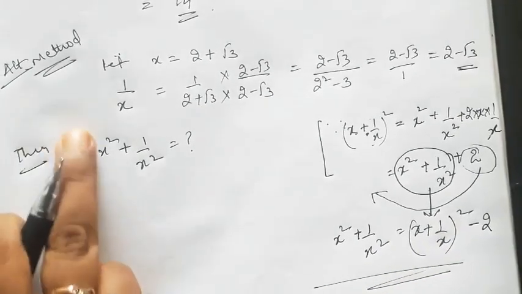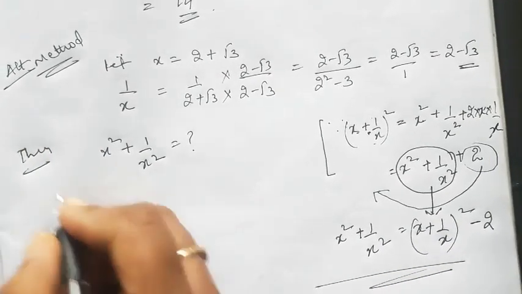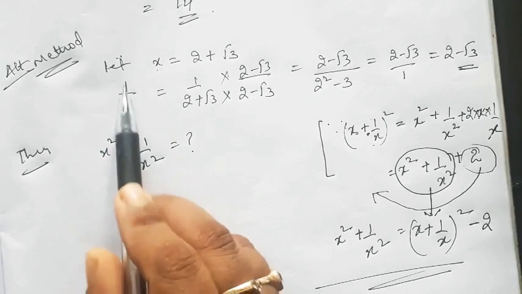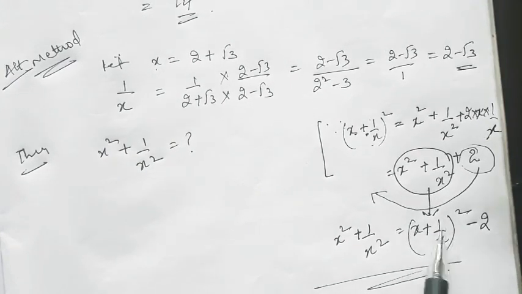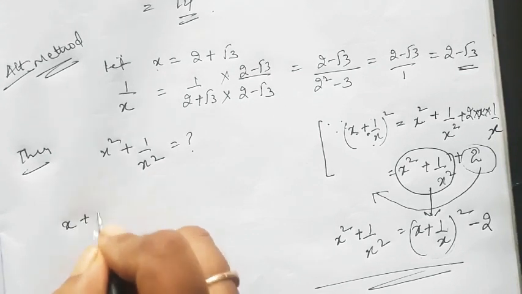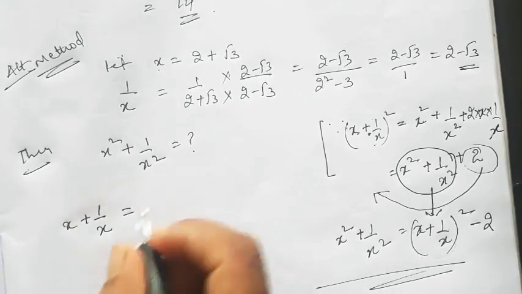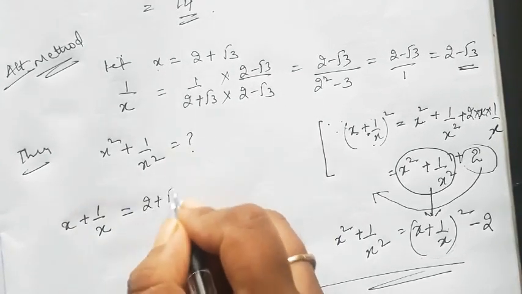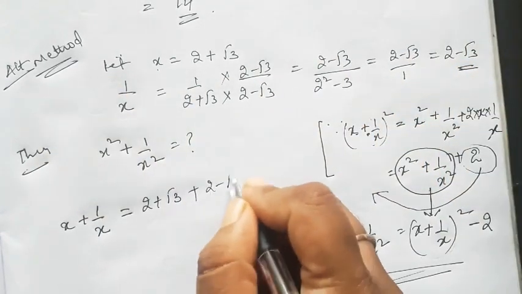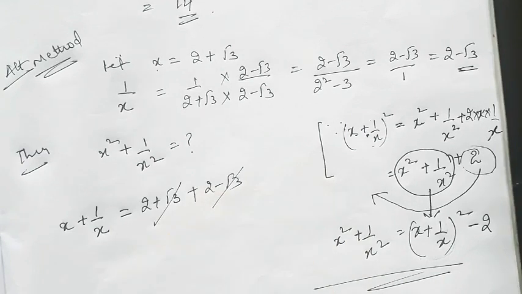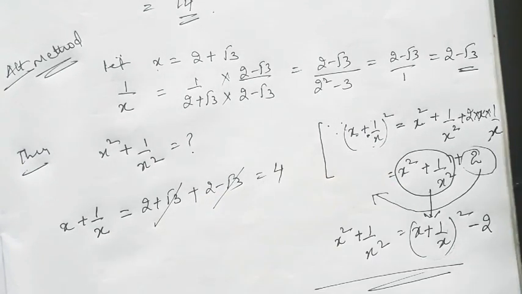Now we are going to apply the same here. We know x and we know 1 over x. To apply this formula we need to find x plus 1 over x. First of all, find x plus 1 over x. x is 2 plus root 3 and 1 over x is 2 minus root 3. So root 3 cancels out, and we are left with 4.